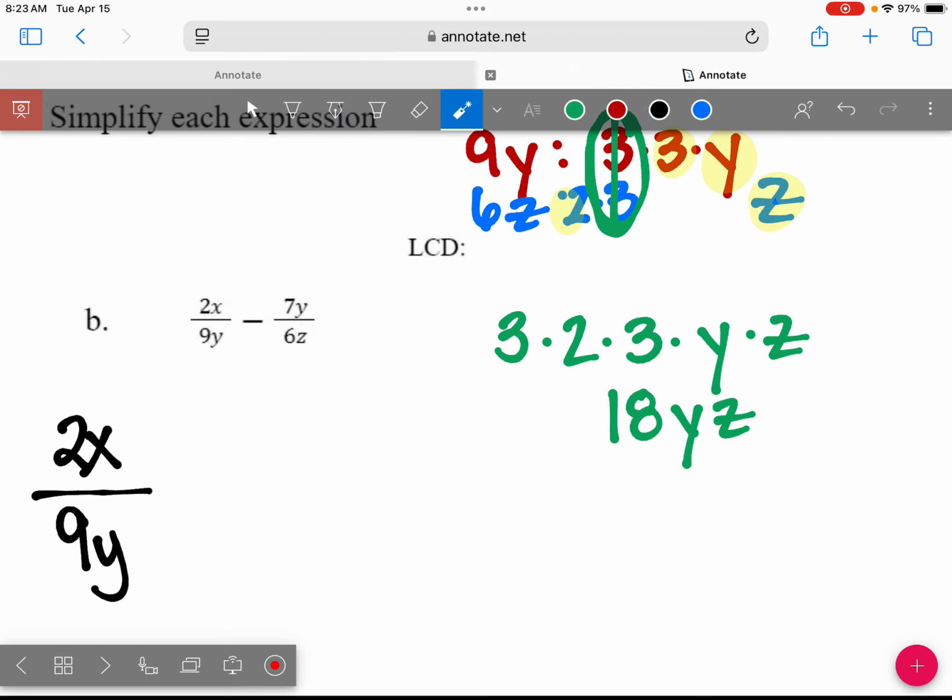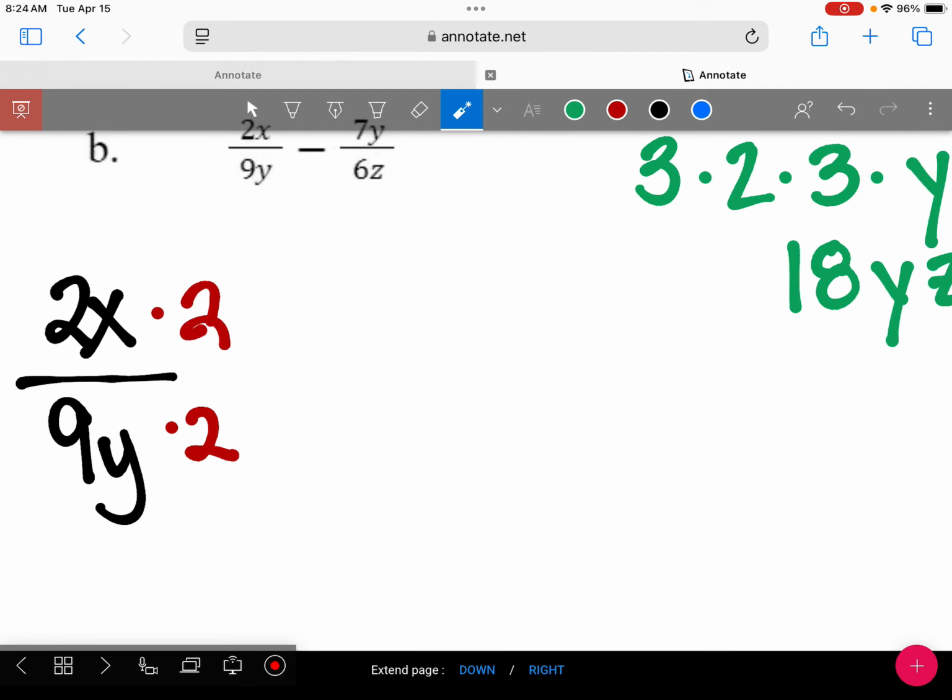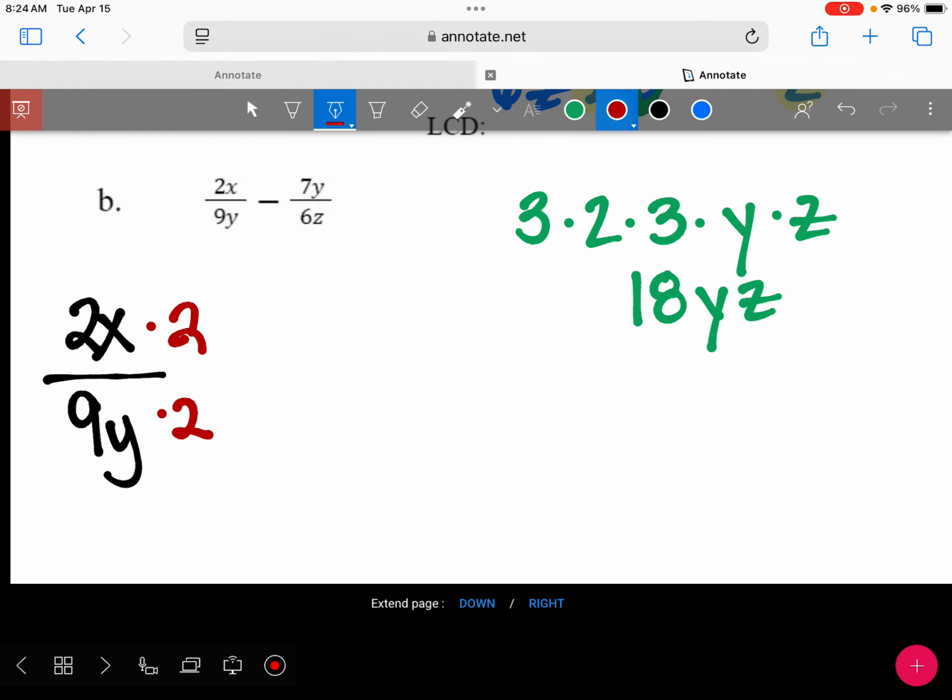What do I have to multiply by 9 to get to 18? Show me with your fingers. What am I multiplying by 9 to get to 18? 2. What else am I missing, though, in my denominator? I'm missing a variable. Did you say x? So here, no, it's not x. So over here, which one of these letters in green am I missing? We got a y, a z. We didn't have a z, so we got to multiply it by z.